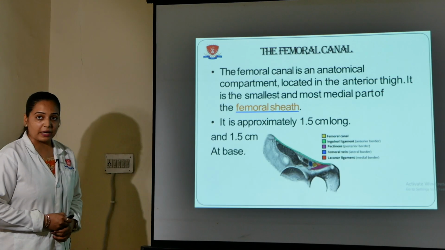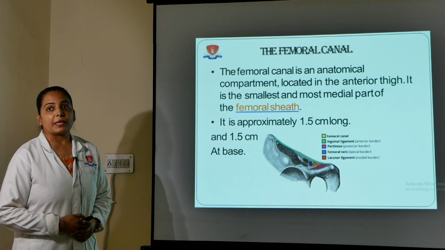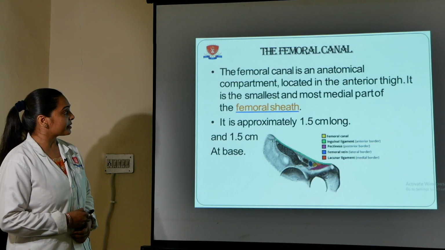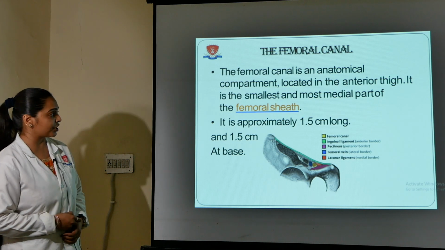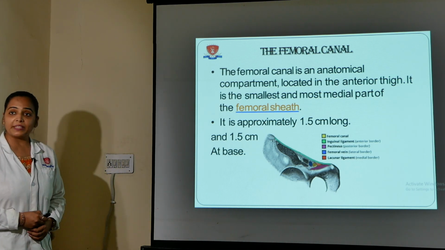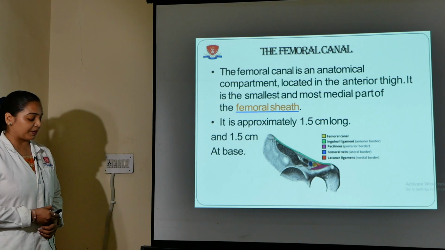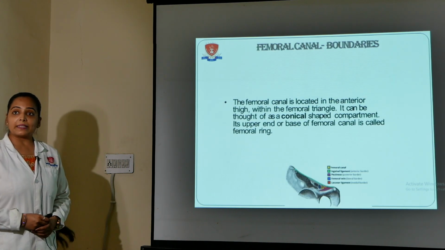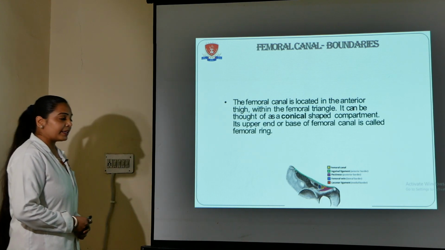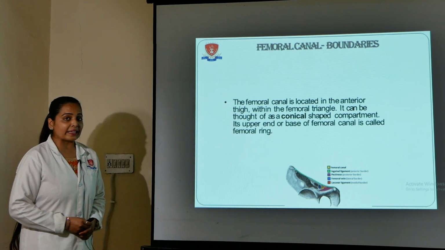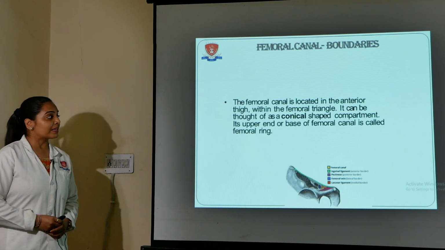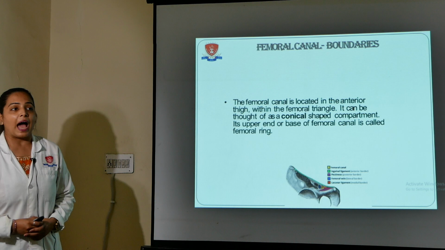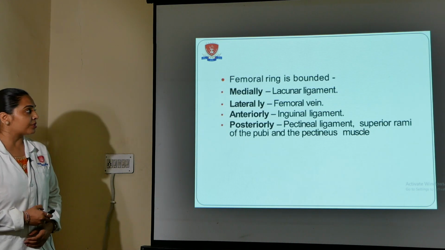The femoral canal is an anatomical compartment which is located in the medial aspect of the femoral sheath. This is the smallest compartment of the femoral sheath and it is 1.5 centimeters in length and 1.5 centimeters at the base. The femoral canal is located in the anterior thigh within the femoral triangle, and it can be thought of as a conical shaped compartment which contains lymphatics and deep inguinal lymph nodes.